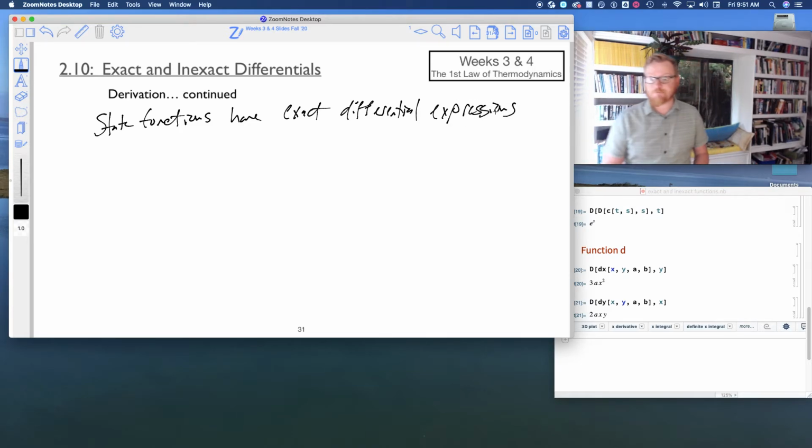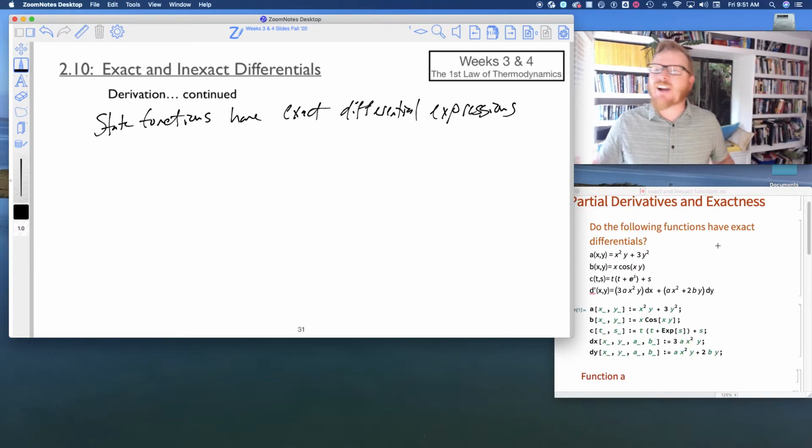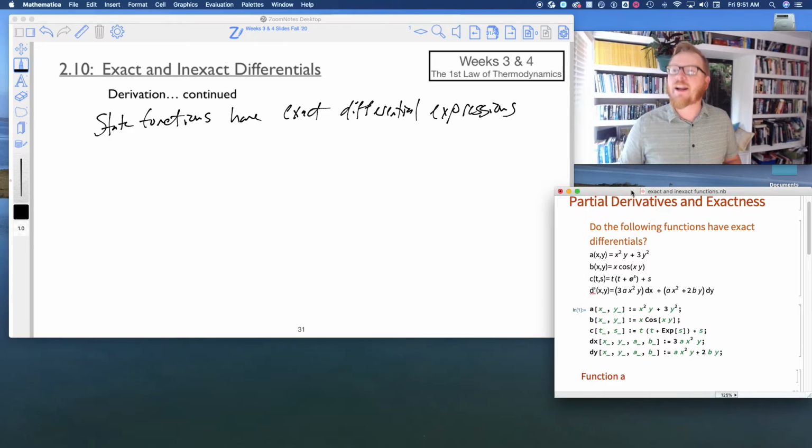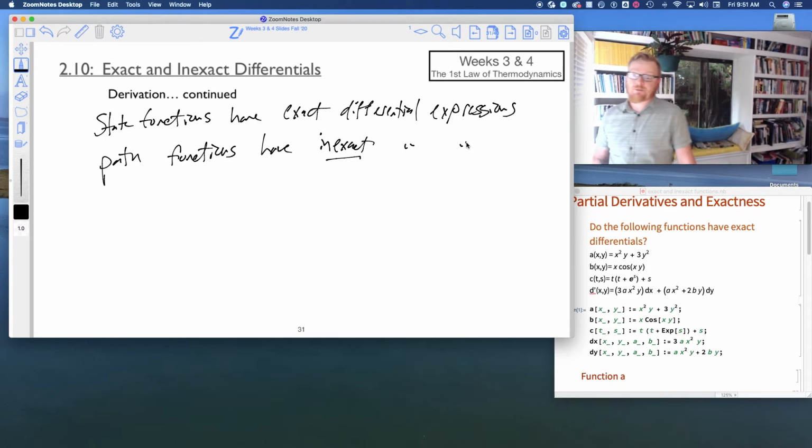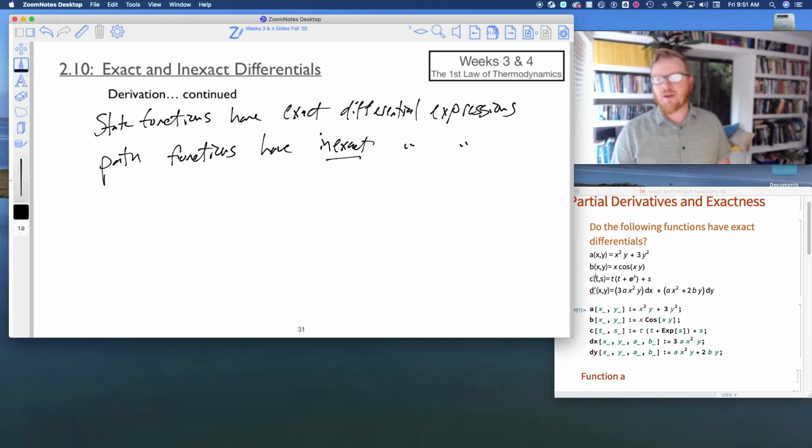Okay? So I know these functions here that I gave you are kind of crazy. They're not realistic for the kind of functions we're going to see in this class, but these represent good examples. We can see that not all functions are going to have exact differential expressions. So what if it doesn't have an exact differential function? Well, path functions have inexact differential expressions. Okay? So in this example, perhaps a, b, and c would be valid state functions, but function d would be a valid path function.